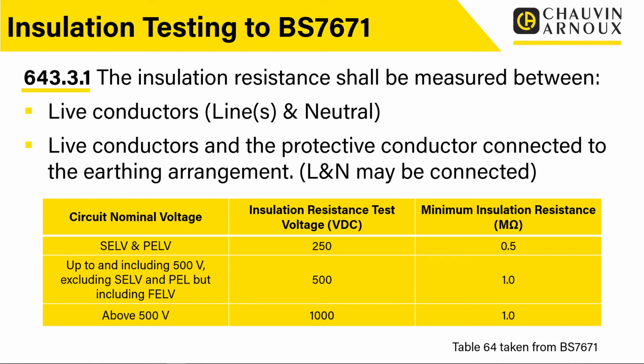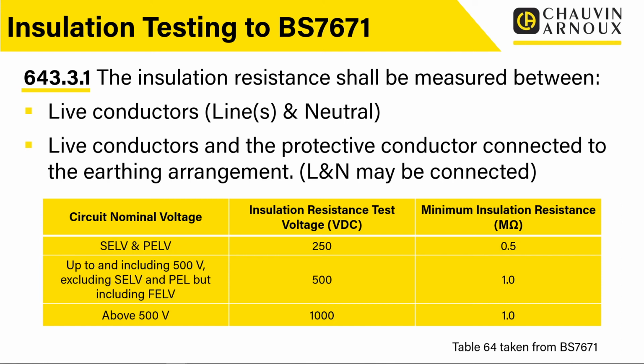So the first type of circuits on here are ELV circuits, extra low voltage circuits. So that's circuits of less than 50 volts AC, 120 volts DC. So we're talking about SELV and PELV. These are the safety circuits, separated extra low voltage, protective extra low voltage. So they are tested at 250 volts DC, and the minimum insulation resistance is expected to be 500,000 ohms, half a megohm. Because they operate at lower voltage, like I say, these are 50 volts or less AC circuits, there isn't such a requirement for the insulation to be as strong.